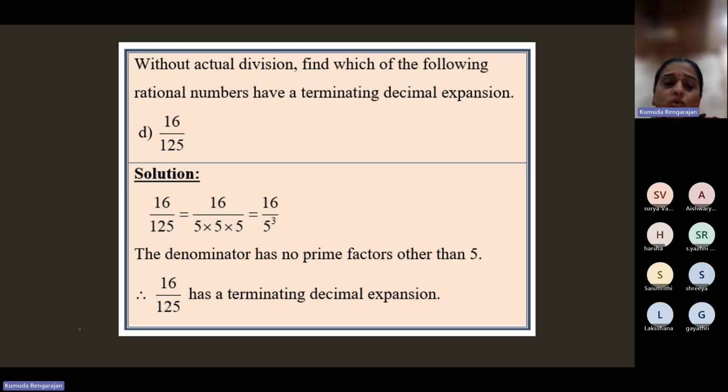The power of 2 or 5 can be anything. 2 raised to any power, 5 raised to any power. The denominator should have only 2 or 5 or both 2 and 5 as its primes. 2 can be raised to any power, 5 raised to any power.